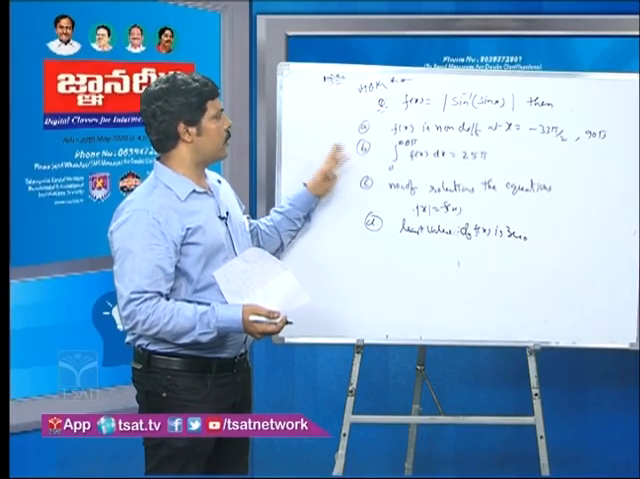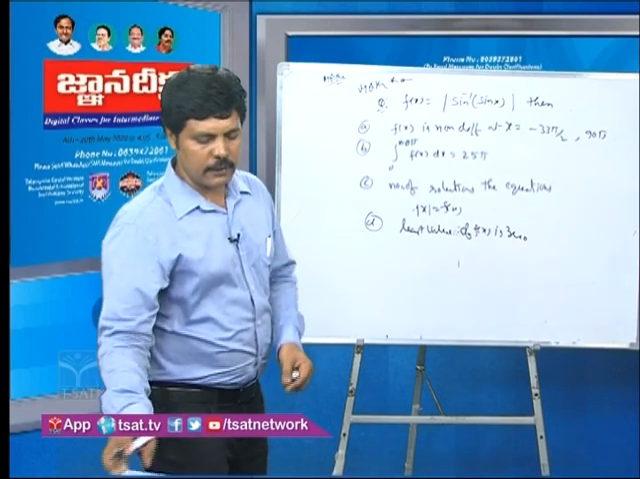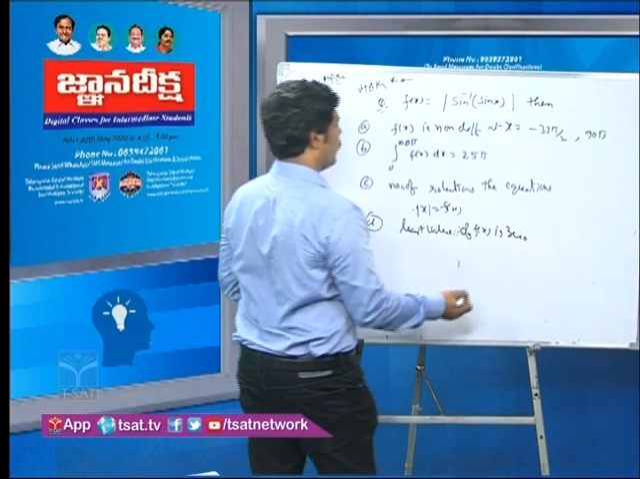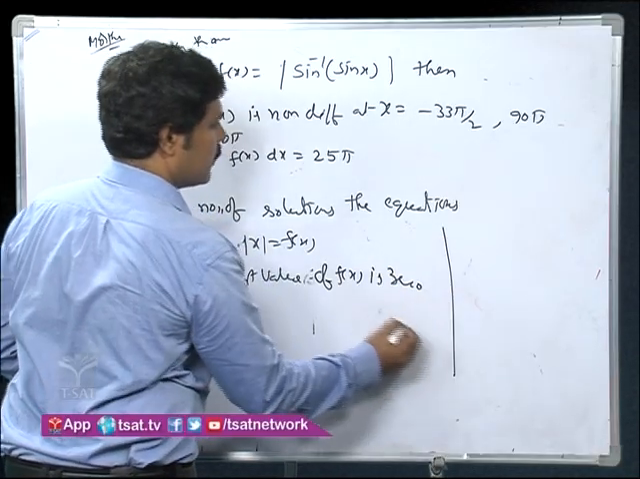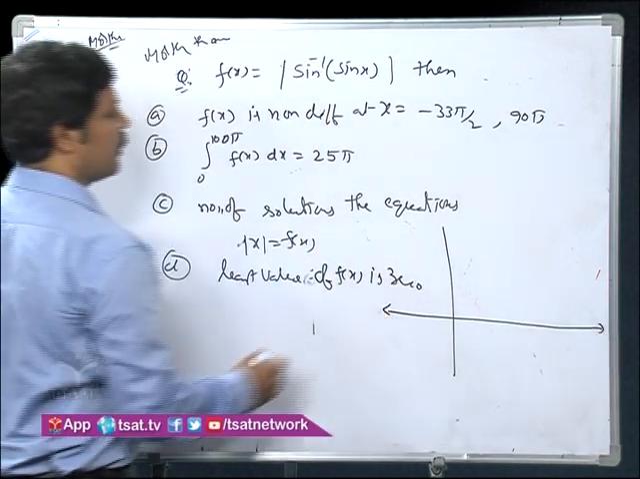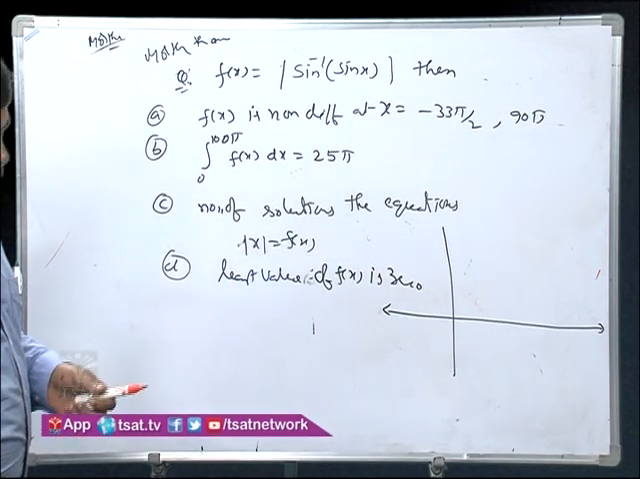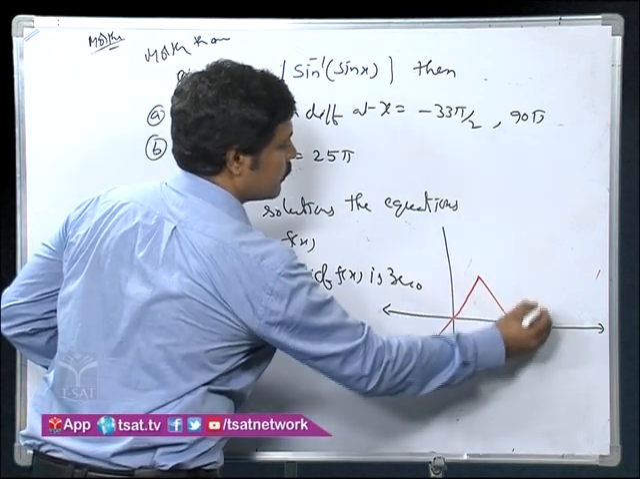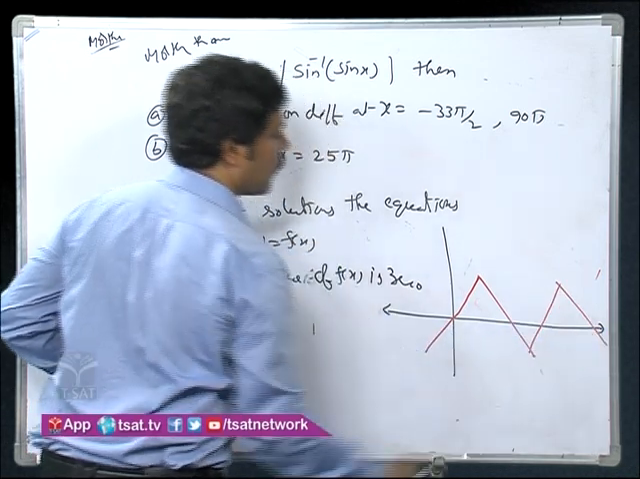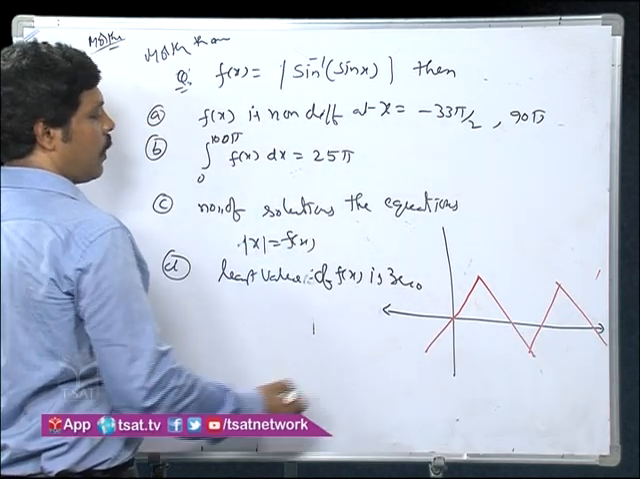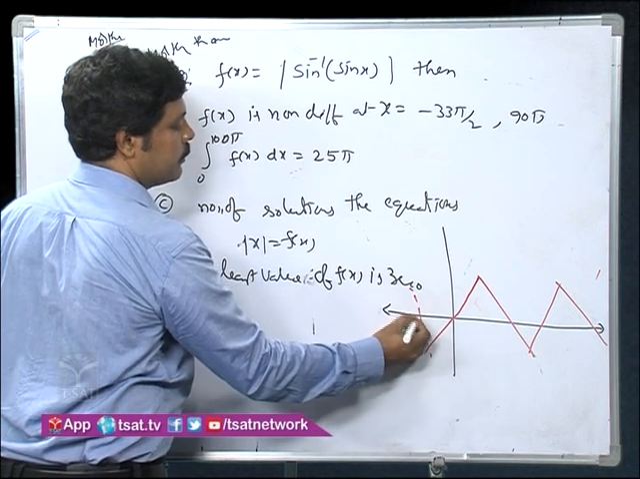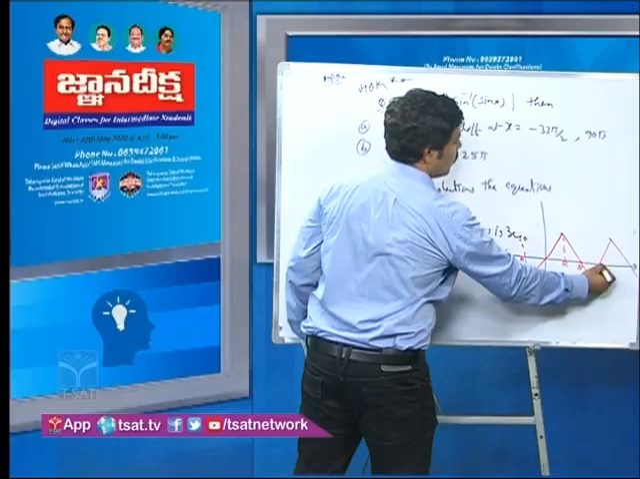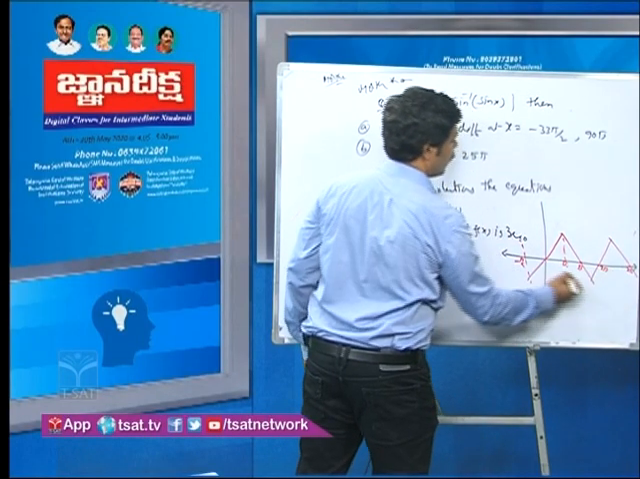We can solve this question by graph easily. The graph is sin inverse of sin x. I draw the graph here. The sin inverse of sin x graph is like this. This is pi by 2, minus pi by 2, pi by 2. This is pi, 2 pi, 3 pi, 0.